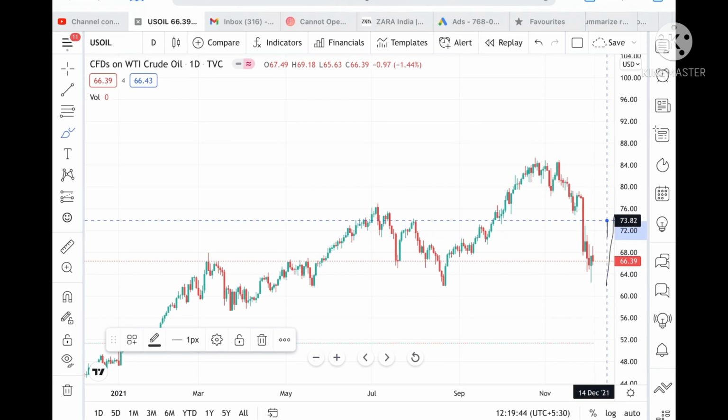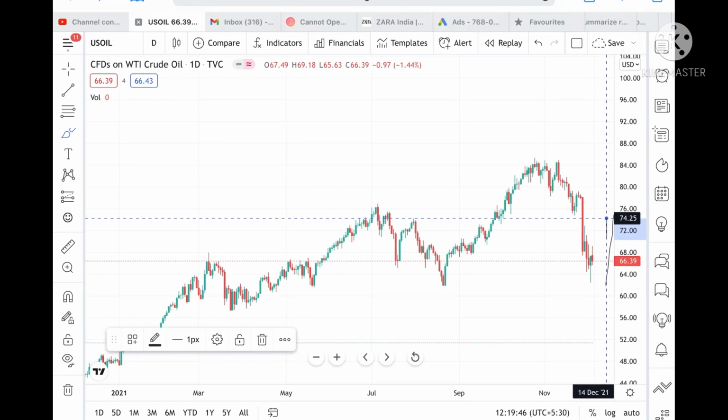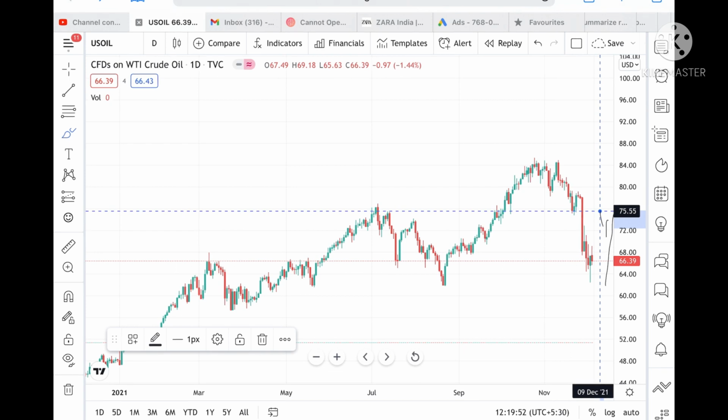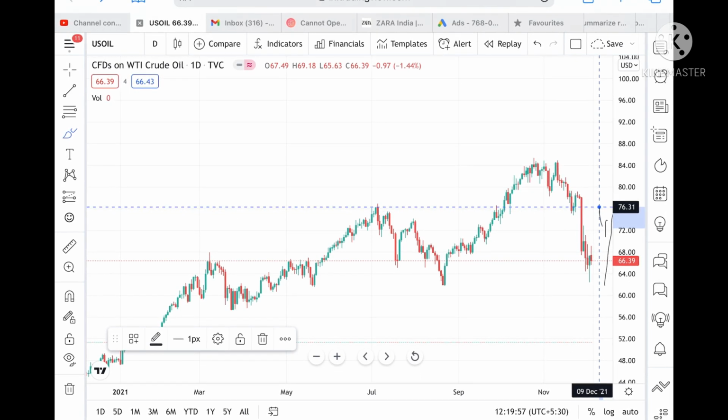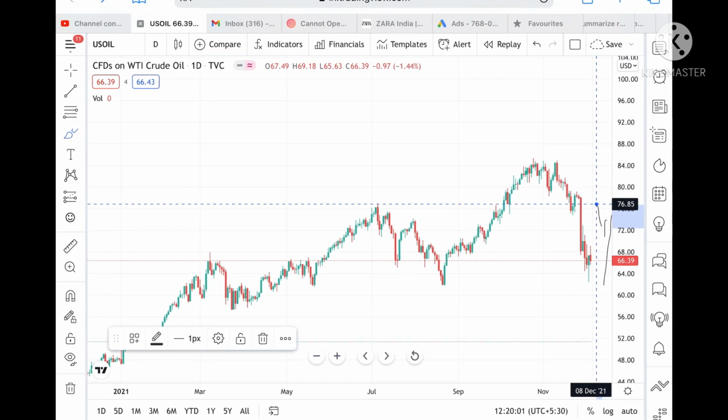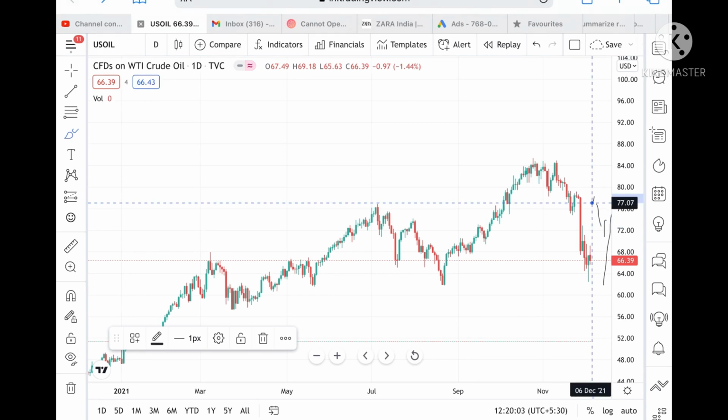Then we can see it can go further upside to a level of 73. If the price sustains this level, then we can see it can touch a level of 75.55. And if the price sustains this level, then we can see it can go further upside to a level of 76.31, and from there we can see a level of 76.85, and this level is already tested.